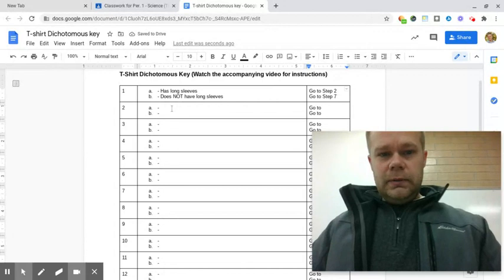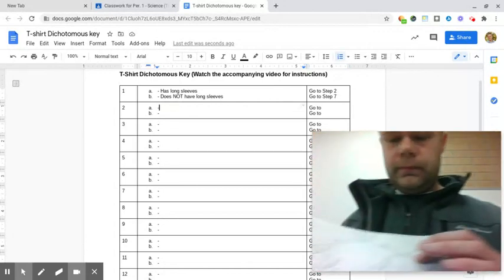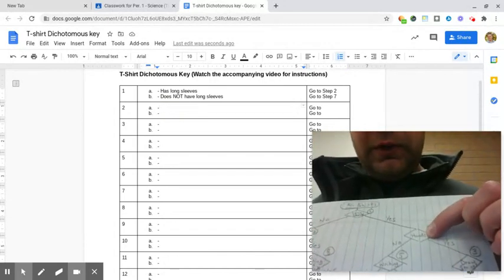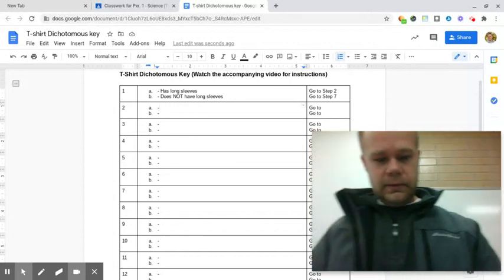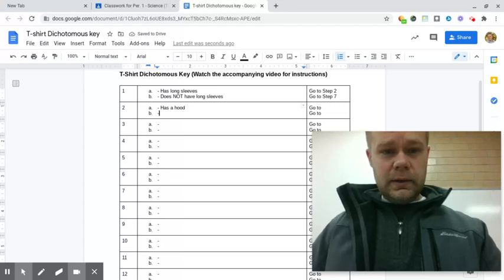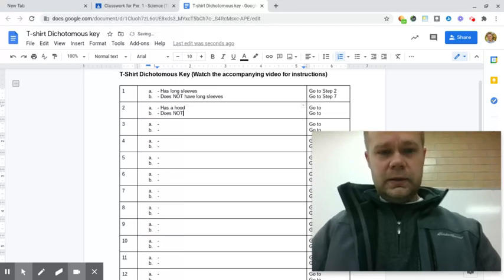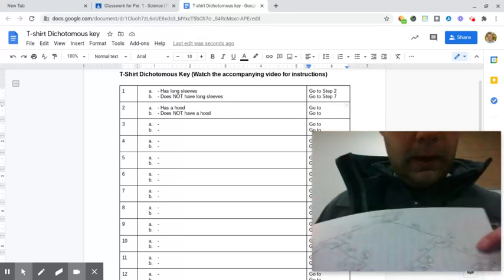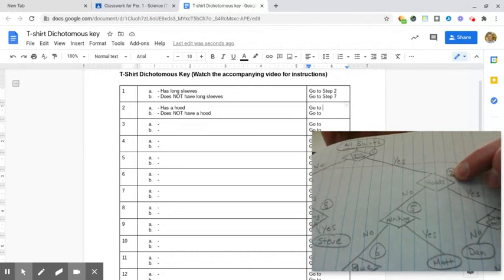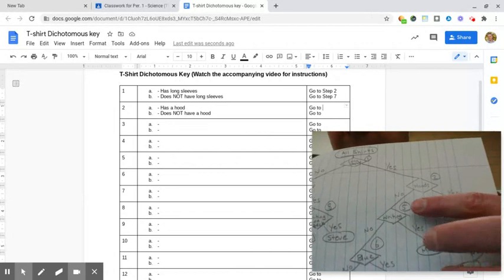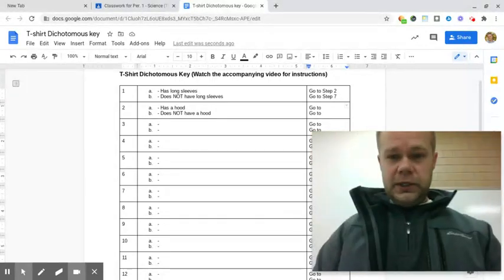So now I'm going to look at diamond 2. So I find diamond 2 here. The question is, does it have hoods? So I'm going to say has a hood, does NOT have a hood. Okay. If it had a hood from number 2, I said yes, it's going to go to step 3. And if it does not, it goes to step 5. I'm just going to follow my chart.